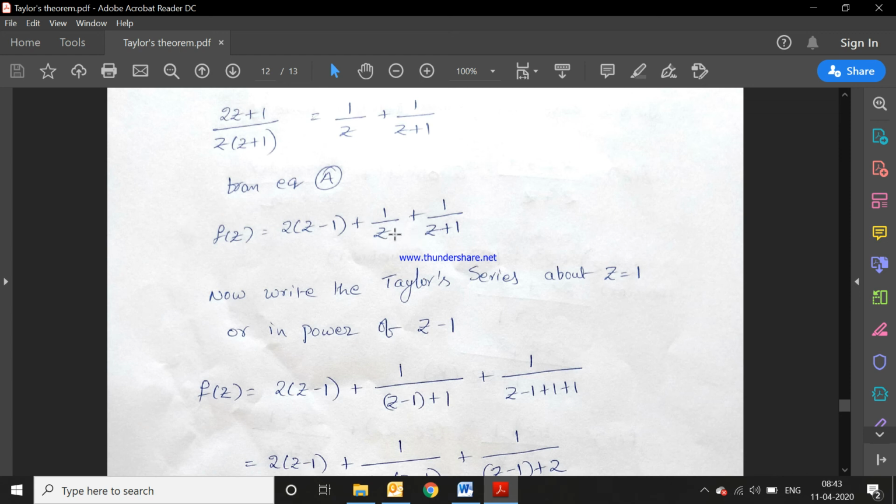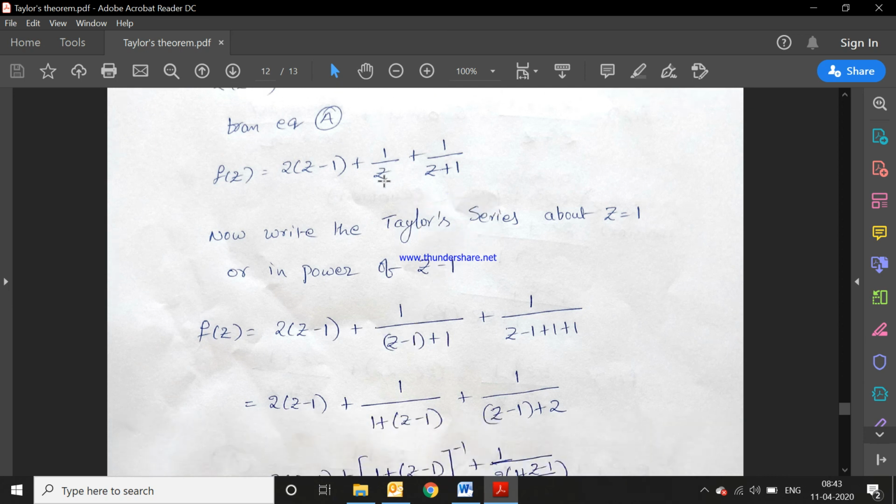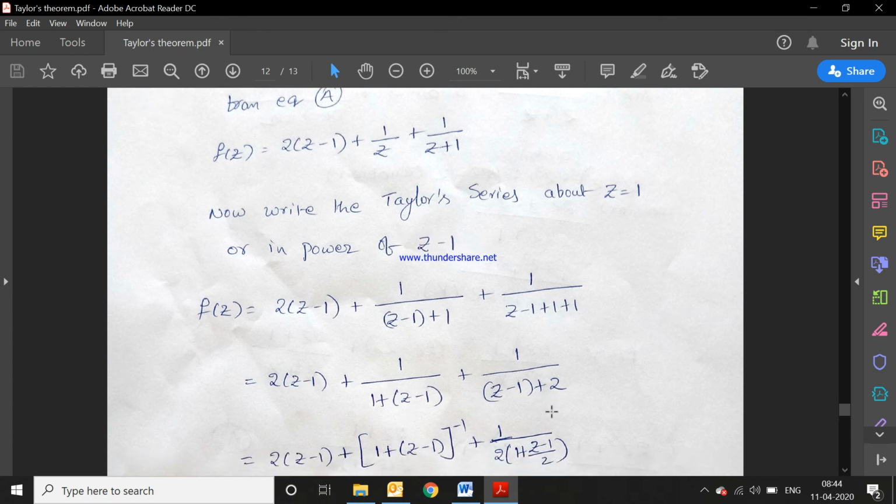For z, write it in terms of z − 1 by adding and subtracting 1. How to write z − 1? We can add minus 1 plus 1 to the z, then directly we can get the series in terms of z − 1. So for z you can add and subtract 1: write (z − 1) + 1, giving 1/(1 + (z − 1)) plus 1/((z − 1) + 1 + 1), which becomes 2.